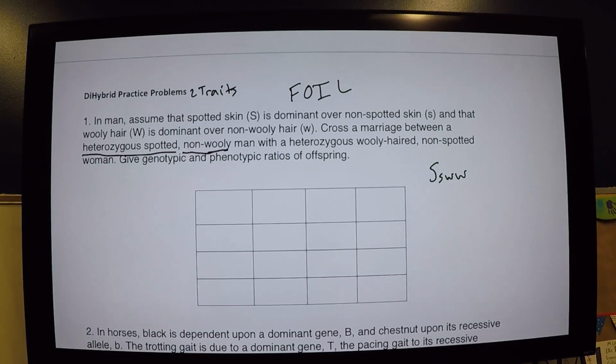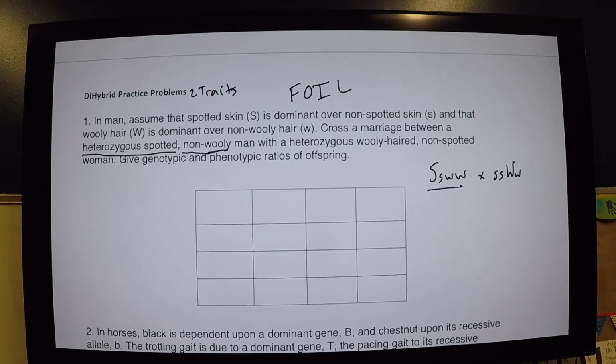You're now going to cross that man with a heterozygous woolly-haired non-spotted woman. So since we used S first, we'll use S first again. So she's non-spotted, which is the recessive phenotype. So she's going to have a little s. And because I used S first, I'm using S first again to keep it the same. And then she is heterozygous for woolly hair, which means she's going to be big W, little w.